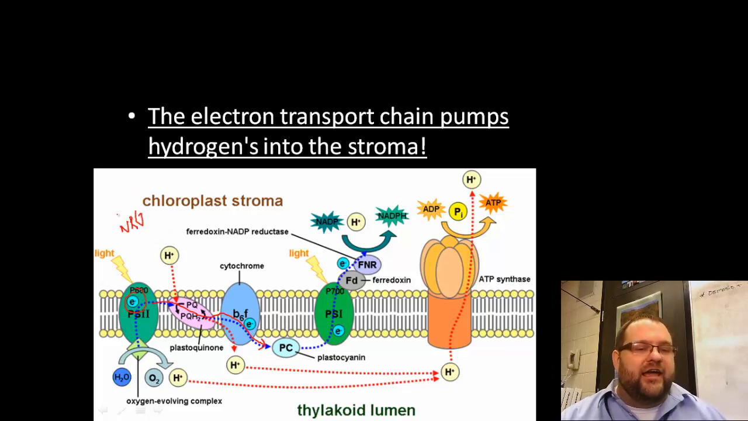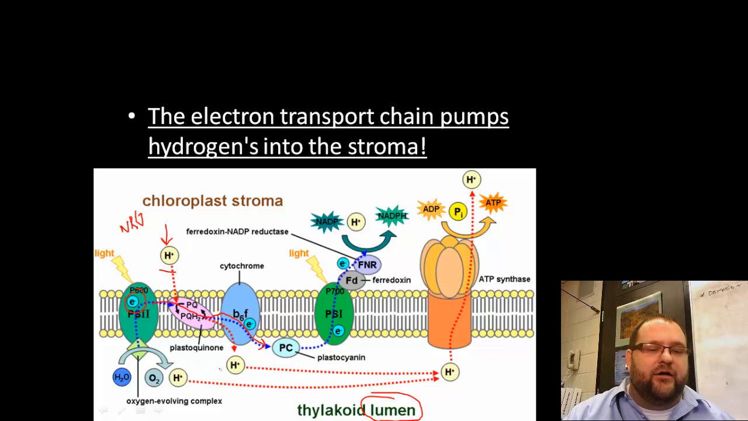And what do we do with that energy? The answer is we do active transport of hydrogen. We pump a whole bunch of hydrogen atoms into the thylakoid lumen. So look here, these hydrogens over here are being pumped into the thylakoid lumen. So we're going to build up a high concentration of hydrogen ions inside the thylakoid lumen. As the electrons are passed, they're giving off energy, and that energy is being used to pump hydrogen ions, active transport, into the thylakoid lumen.